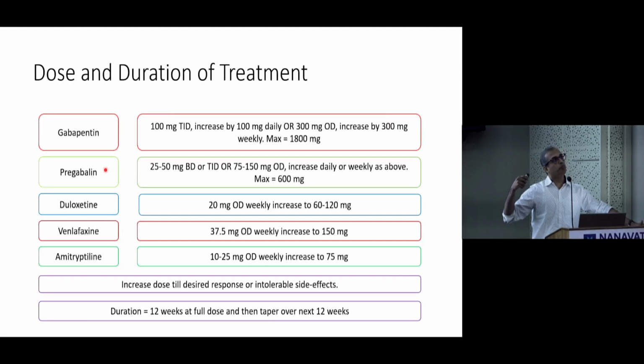Now this is for pure neuropathic pain. Remember the caveat to this. For pregabalin, the dose is slightly lower. For duloxetine, it's 20 and then goes right up to 60 to 120, venlafaxine and amitriptyline. So these are the first line drugs.